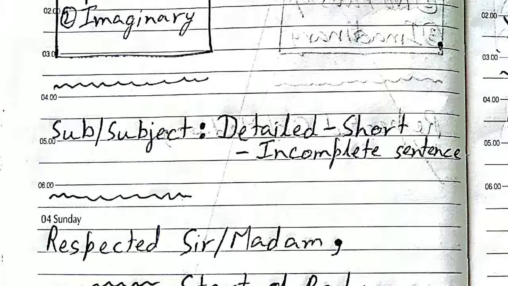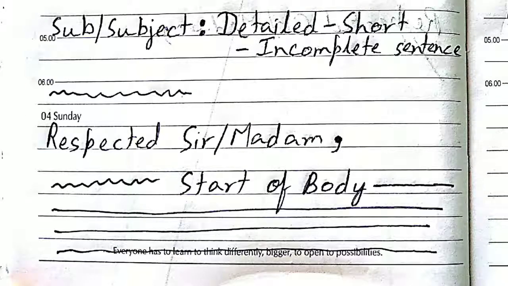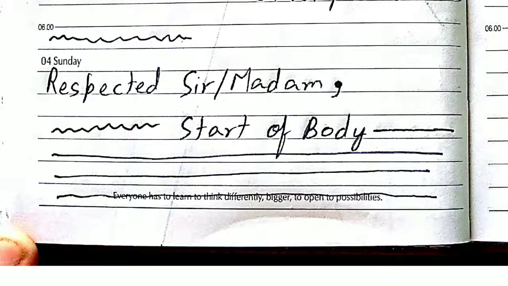And after respected sir, madam, give a comma. A comma is important, and it is part of the format. If you do not put a comma in the format, you will lose marks. You will lose marks. You may is not a word. You will lose marks. Okay. After that, respected sir or madam, comma is over.